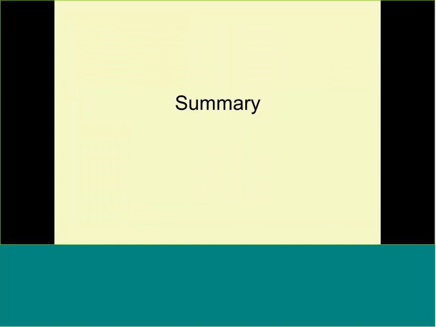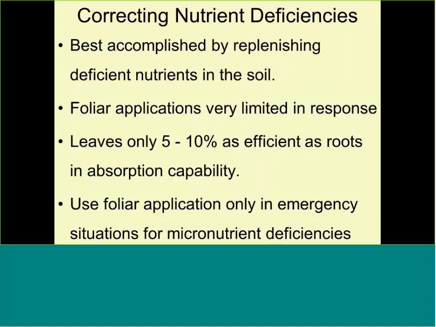So in summary, if you ever have a nitrogen deficiency, don't think that foliar spray will fix it. It's better to add the fertilizer to the soil because the roots are made to absorb the minerals. The leaves absorb 5 to 10%. So if you need a lot of nitrogen and you absorb 5%, it's not going to work. Foliar spray works if you have a micronutrient deficiency.